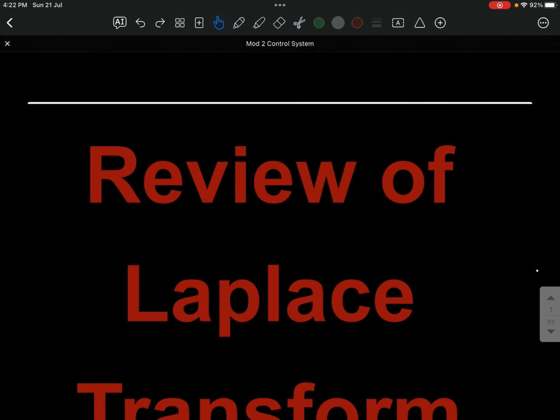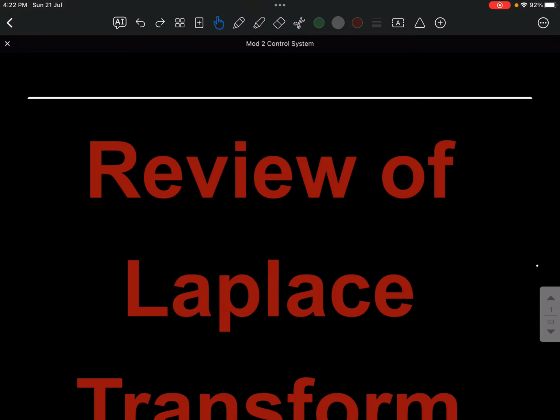Okay, so we are going to look after the review of Laplace transform because it is the most important topic which will be required for the numericals which we are going to do in the control system. So let's see. First, we will start with what is Laplace transform.